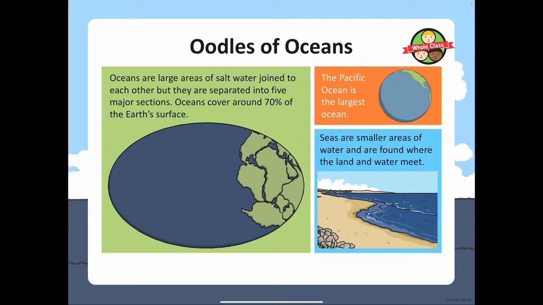So the ocean is the large area of salt water. There is no land around for miles and miles and miles. However, a sea is a smaller area of water, and you're never too far from land if you're in the sea. They are found where the land and water meet.